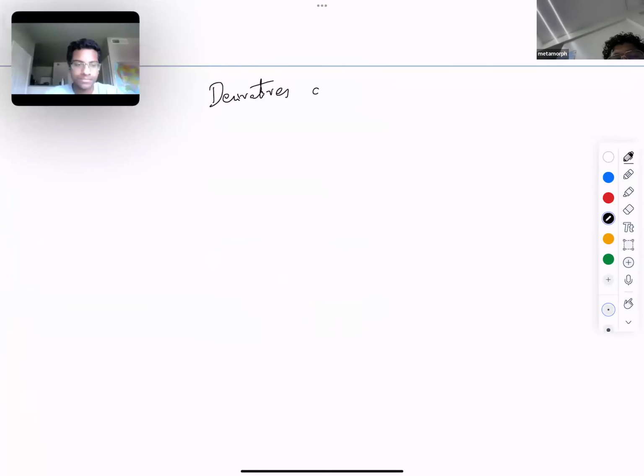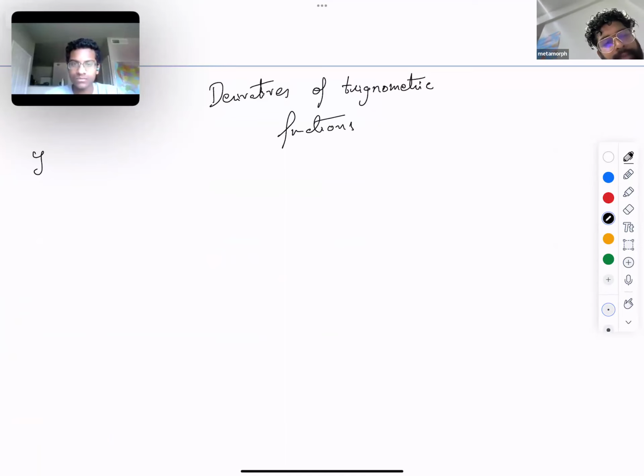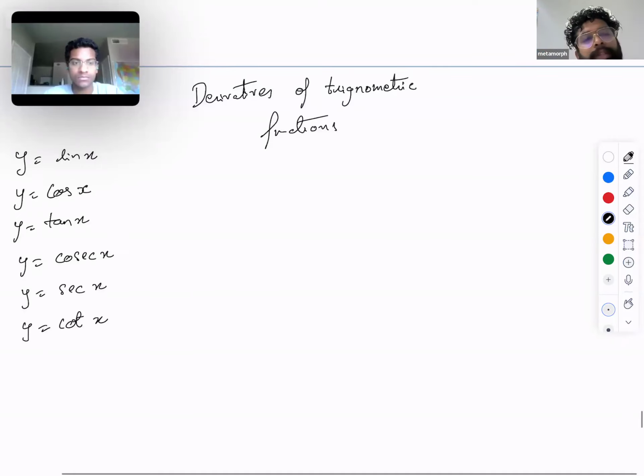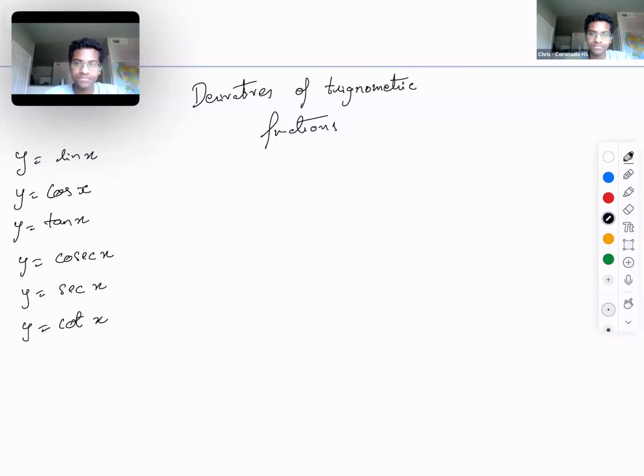Right. So the different trig functions: y equals sin x, y equals cos x, y equals tan x, y equals cosec x, y equals sec x, and y equals cotan x. So let's start with the first one. The formula that you would be needing.